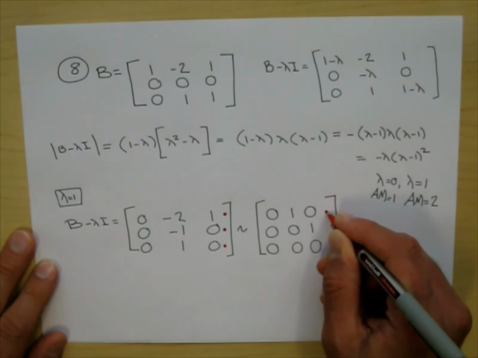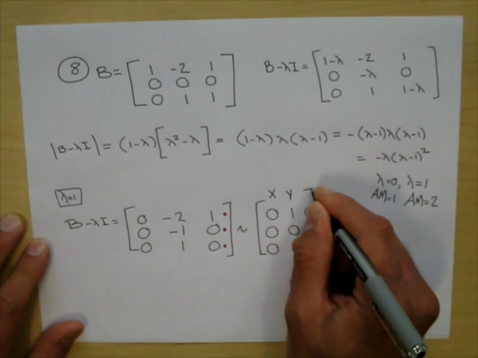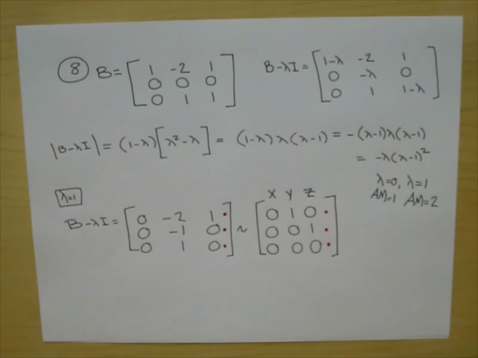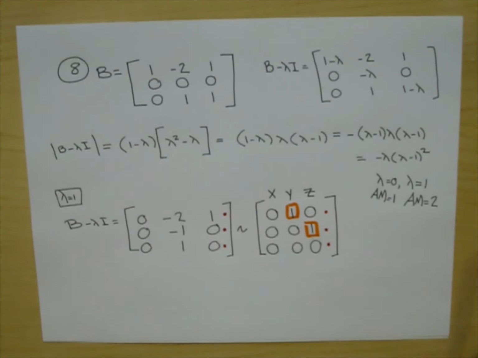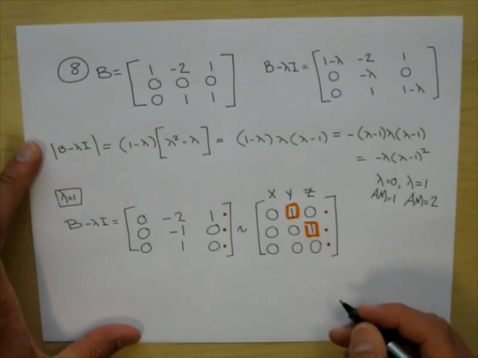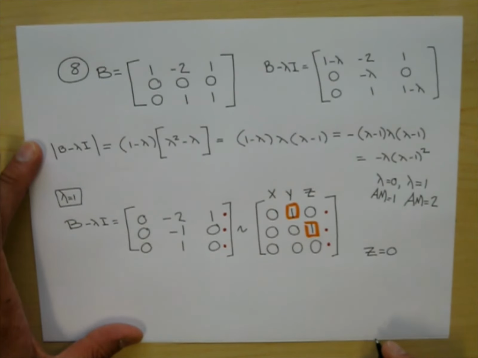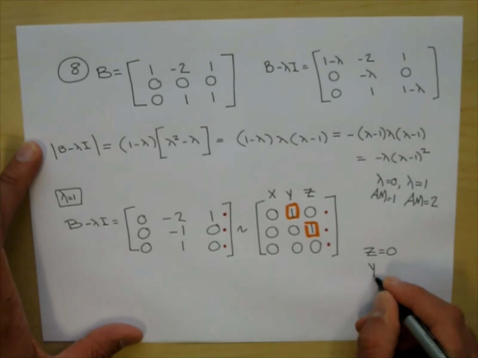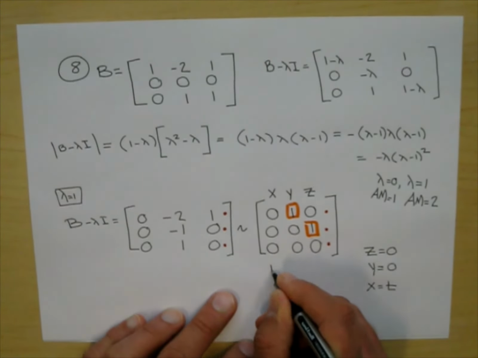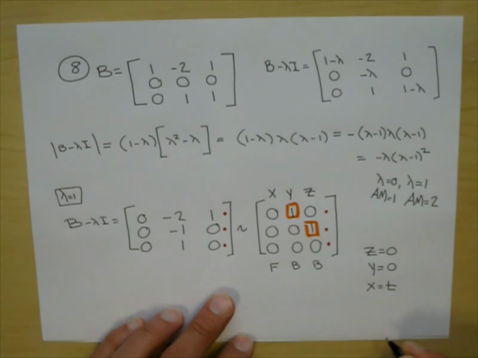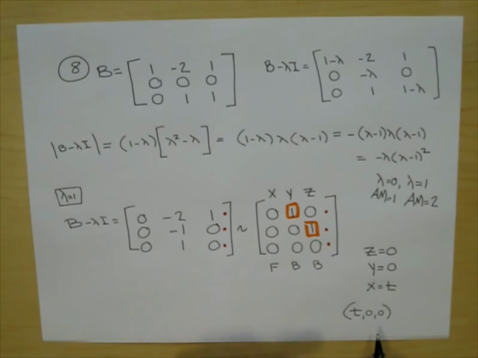So put some zeros there. Here's x, here's y, here's z. Y is bound, z is bound. So on this one we have z equals 0 from equation 2 or row 2. From row 1 we have y equals 0, and then we have x equals t because x was free. So it looks like we have t, comma, 0, comma, 0.